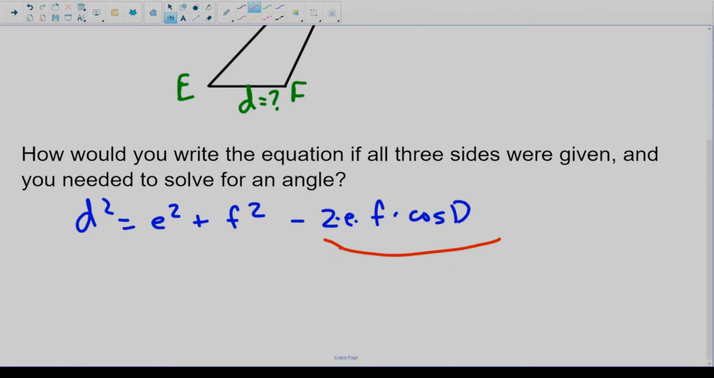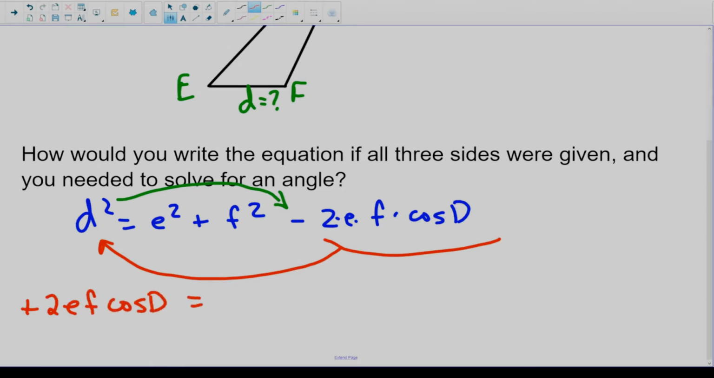So what we're going to do is move that whole term over to this side. And at the same time, because we don't want the d squared anymore on that side, we're going to move the d squared over to this side. So here's what it's going to look like. You're going to have a positive 2ef cosine d, which came from this one moving over to that side, equals the e squared and f squared don't change. And we're going to subtract the d squared that was on that side.